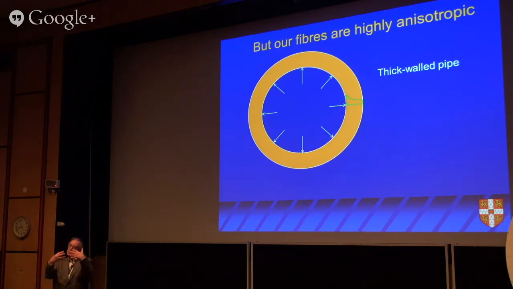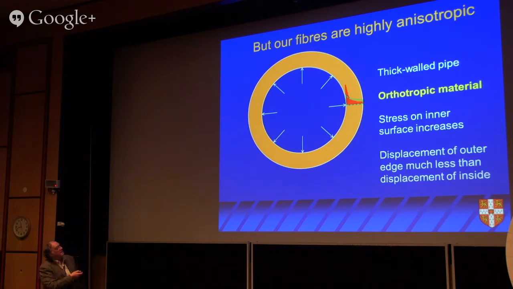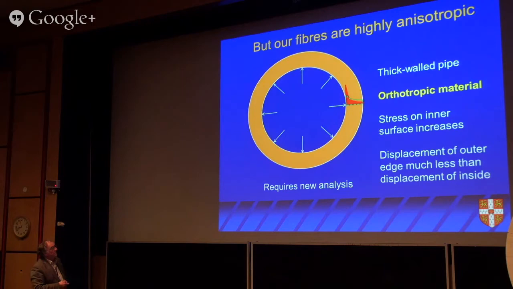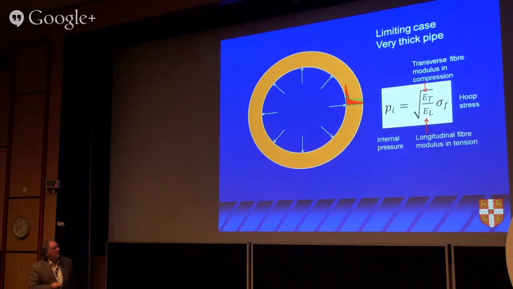The properties actually differ transversely. What you find is that the tube is squashing transversely, and this has a big effect because it means that the inner bit has got to do more than the outer bit can do. And this requires a new analysis which Matt has done.